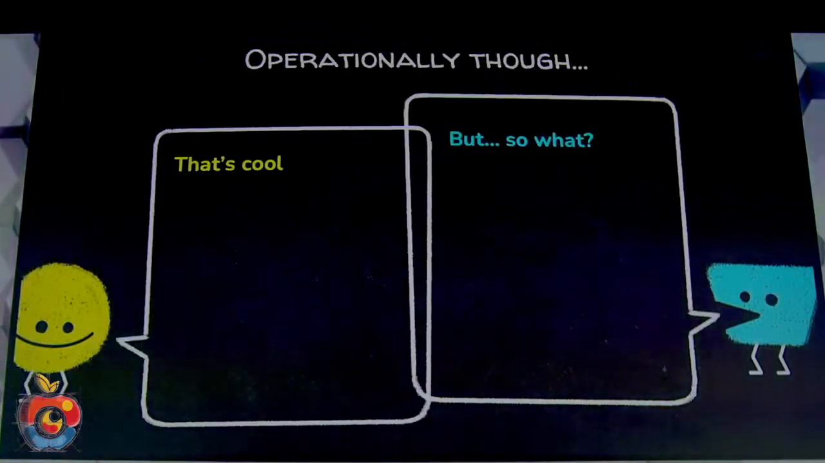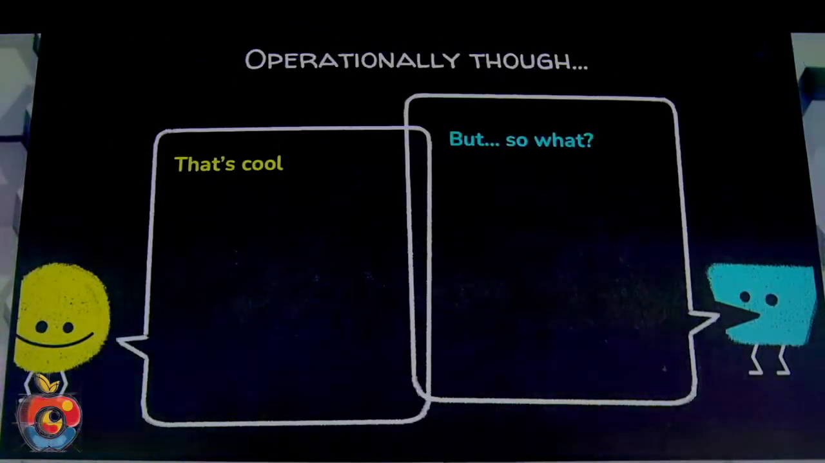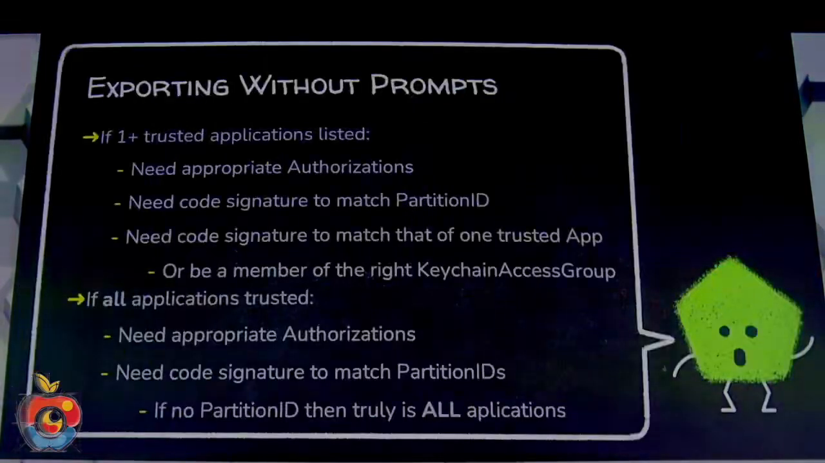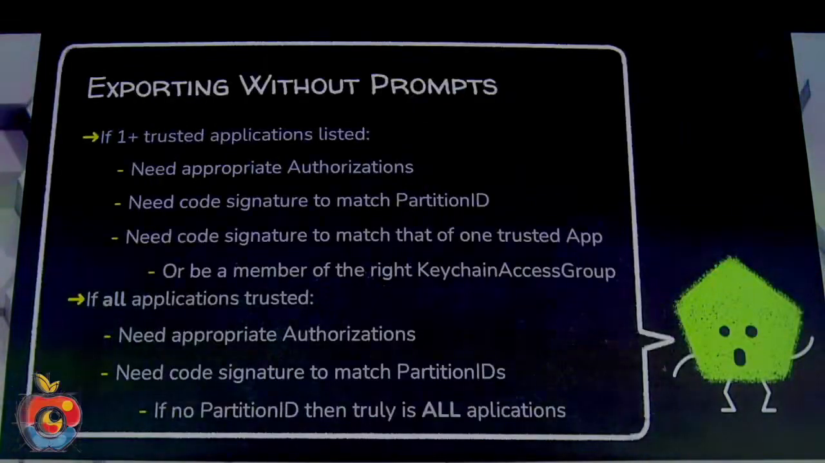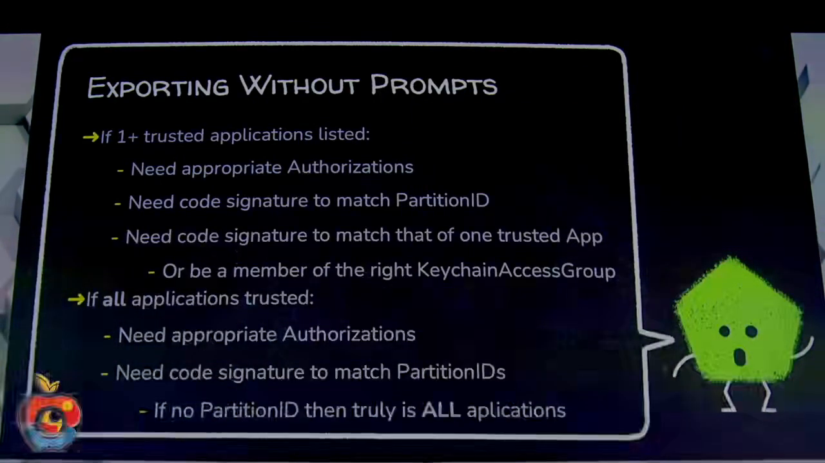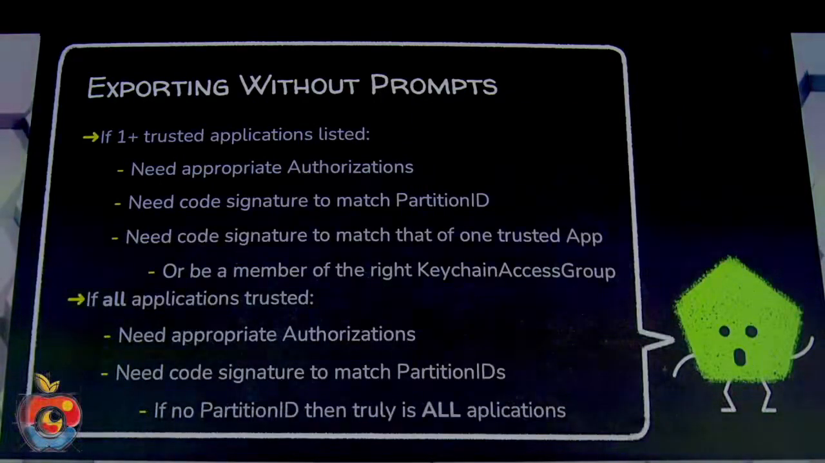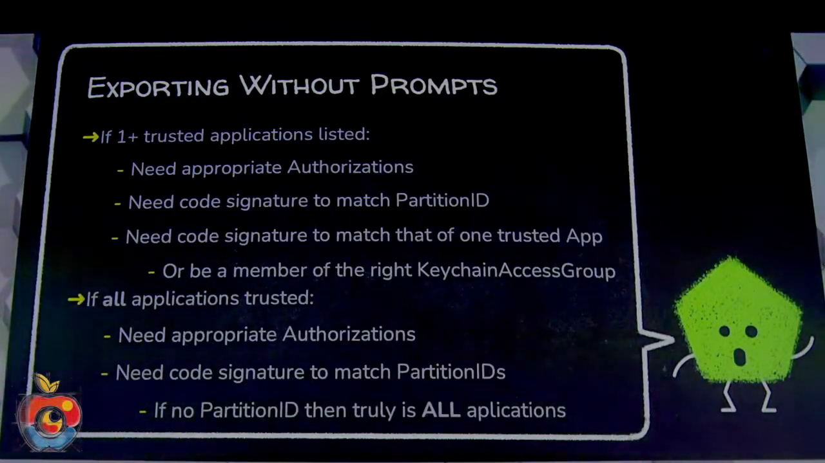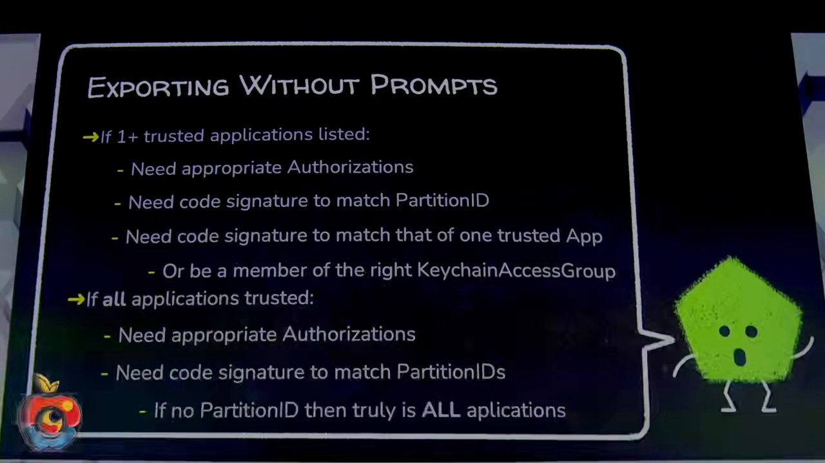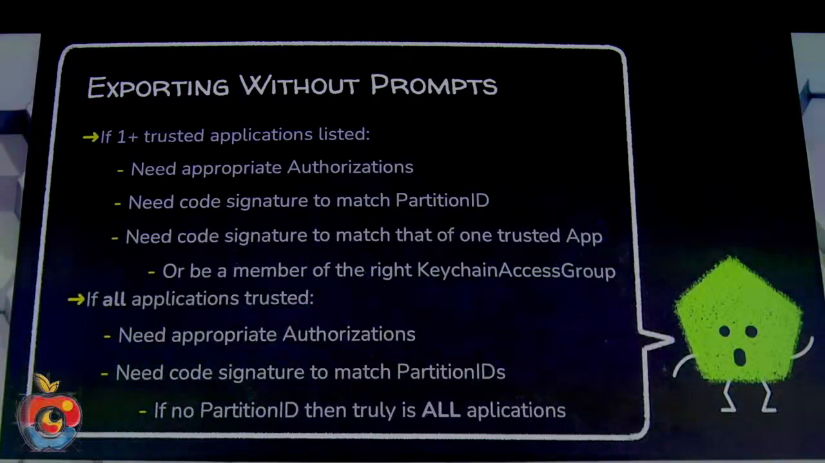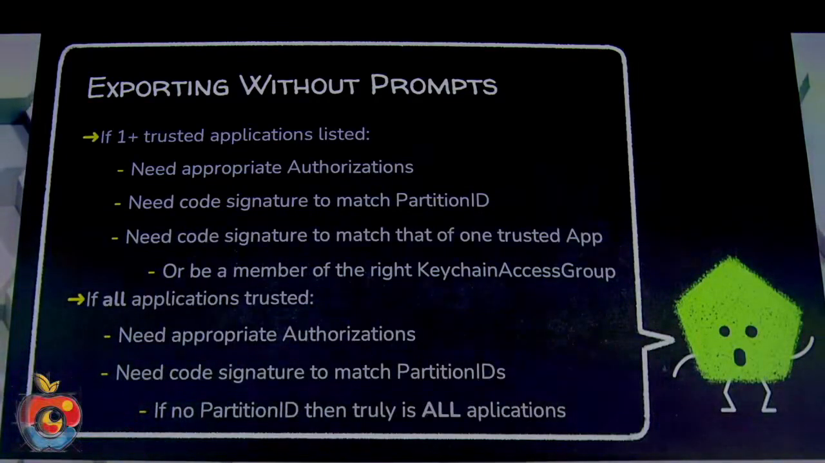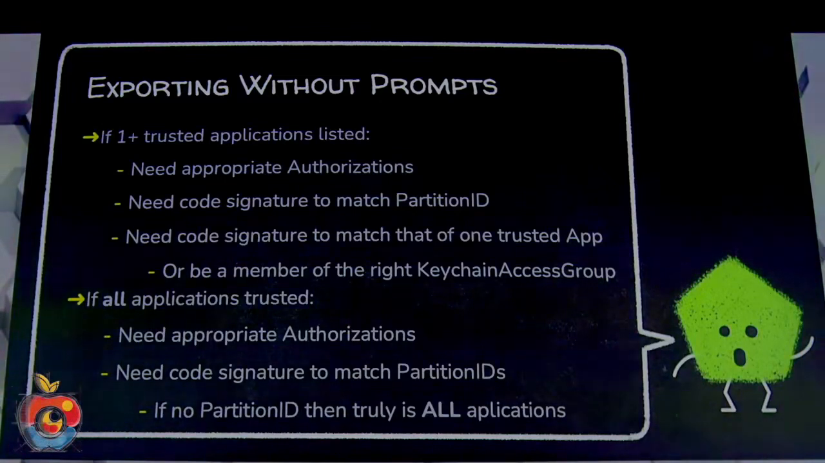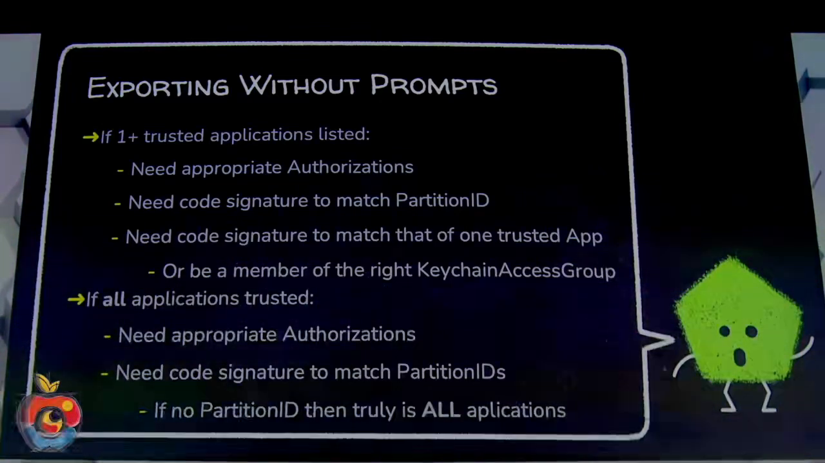So we just talked about looking at things. Let's do something with it. So I want to go through and export this data without causing a pop-up. Remember, that was my original goal. So as we go through and look at this, if there is at least one trusted application for the entry we're looking at, then in order to export without prompts, I need to make sure that trusted application is associated with the right authorizations, so export clear, any, export wrapped, that sort of stuff.